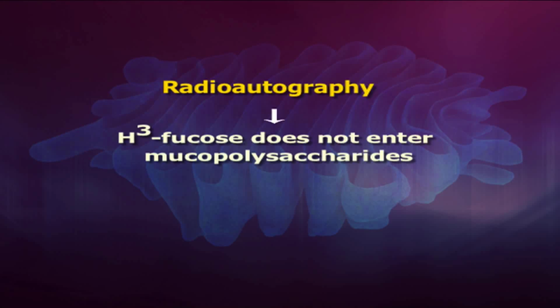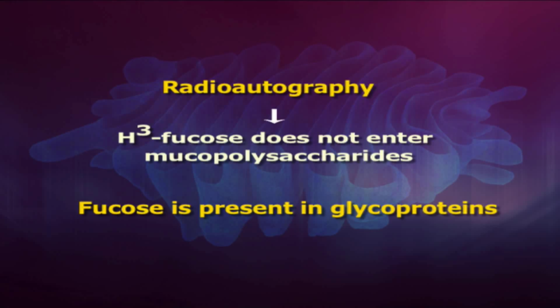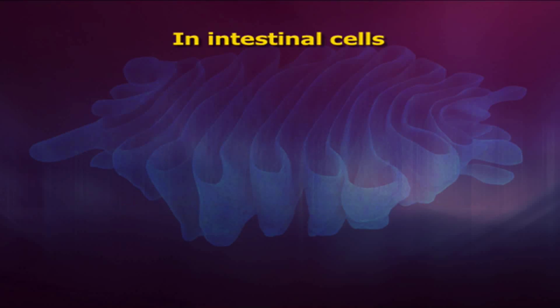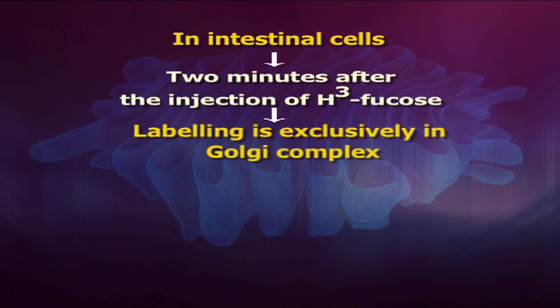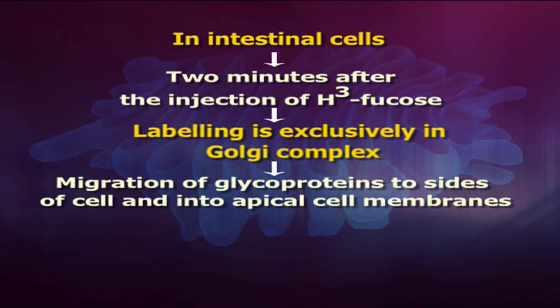Radioautography revealed that H3-fucose does not enter into mucopolysaccharides and fucose is present in glycoproteins only in the terminal group. In intestinal cells, 2 minutes after the injection of the H3-fucose, the labeling is almost exclusively in the Golgi complex. Then there is migration of the glycoproteins to the sides of the cell and into the apical cell membranes, where it is concentrated 4 hours after injection.